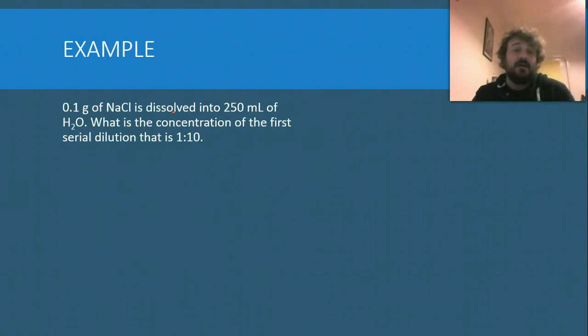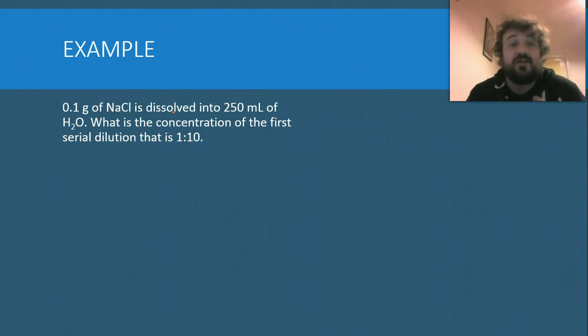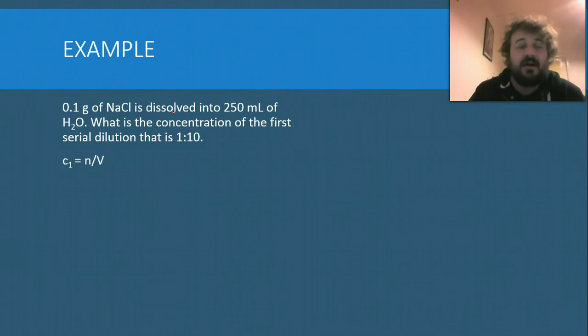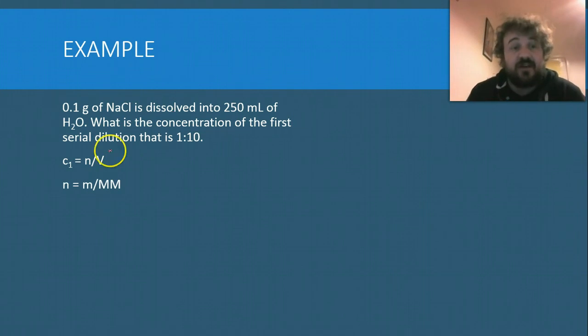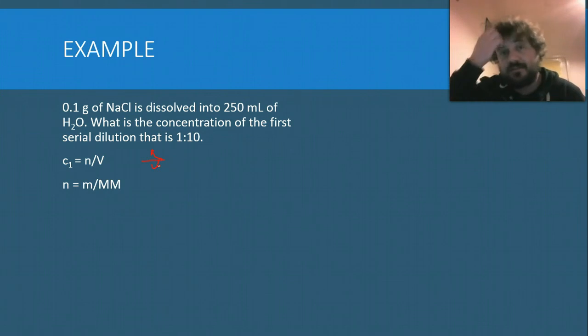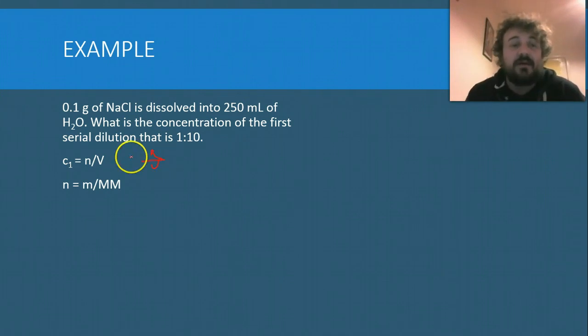Now, let's do an example. Okay, so if we've got 1 gram of sodium chloride, we dissolve it into 250 mils of H2O. Basically, what's the concentration of the first serial dilution? So it's 1 to 10. All right. So first thing we need to do is work out the concentration. So concentration, as we know, is n over V, so that's moles over volume, and that gives us moles per litre.